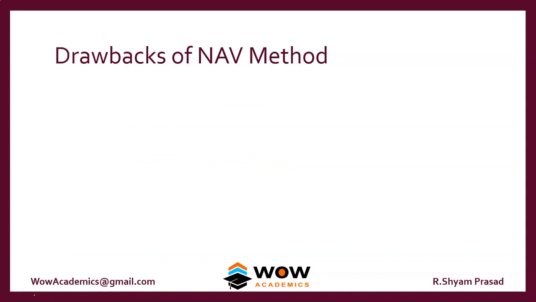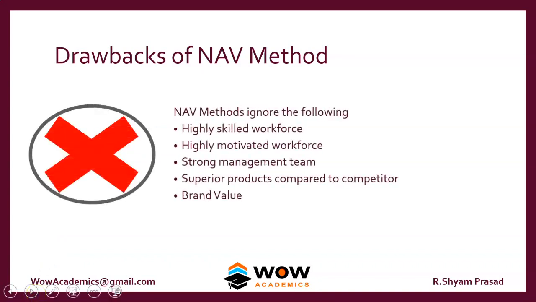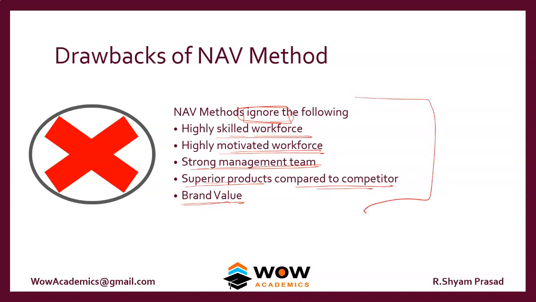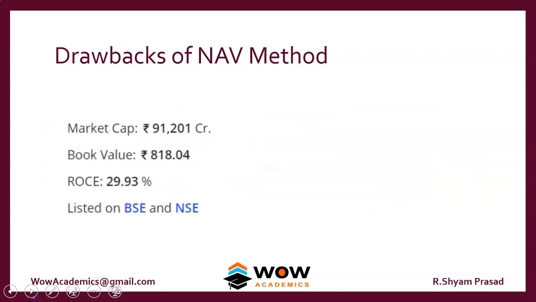So what are the drawbacks of this method? The NAV method actually ignores the following very important things. For example, it ignores a highly skilled workforce, a highly motivated workforce, the strong management team, the superior products compared to competitors, and the brand value. So all these things are ignored. The problem is it only takes the assets into account. So we'll see the actual implication of this problem.